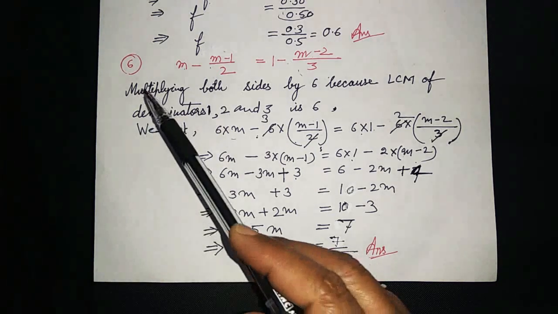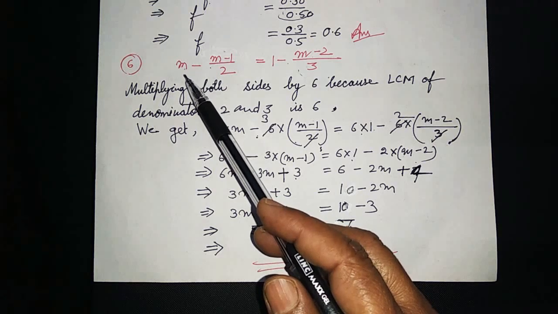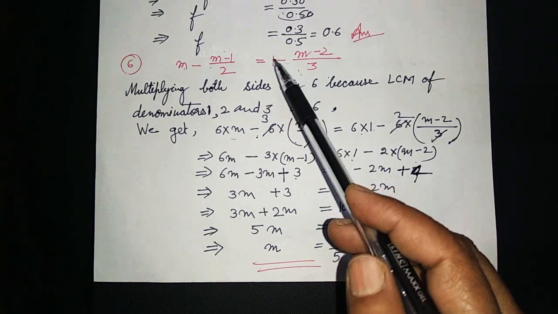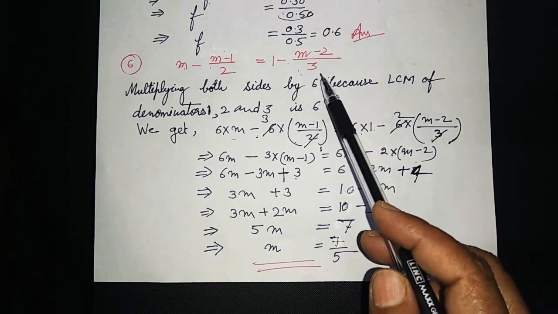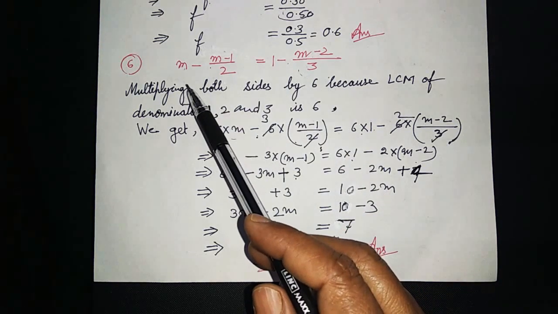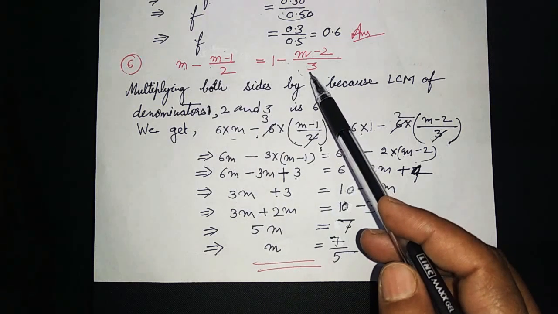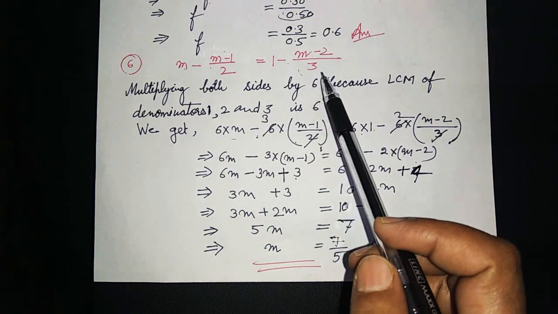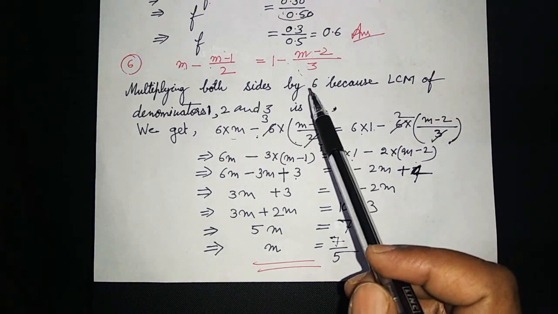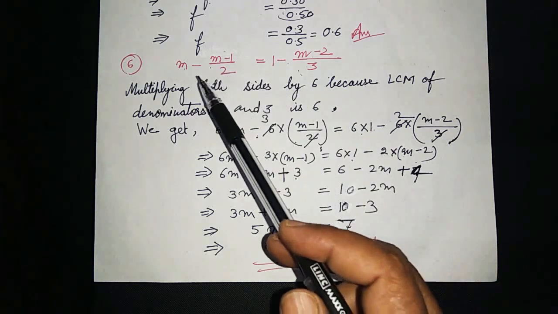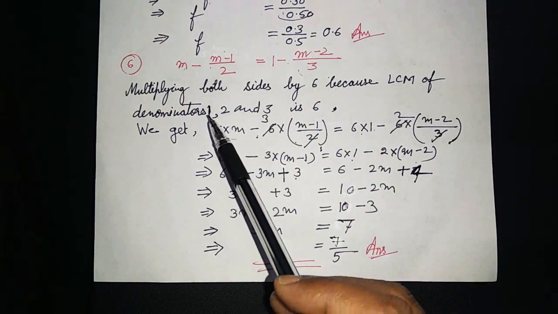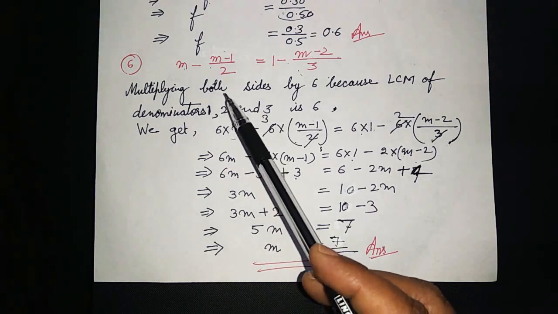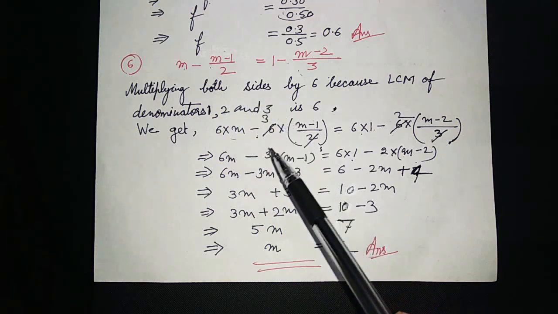Now students, see the question number 6. Here question 6 is m minus (m minus 1) upon 2 is equals to 1 minus (m minus 2) upon 3. Here also we will find the LCM of denominators. So after finding the LCM of denominators 1, 2, 3, we get the LCM 6, and we multiply both the sides of equations by 6, and see here I have multiplied each term of the equation by 6.